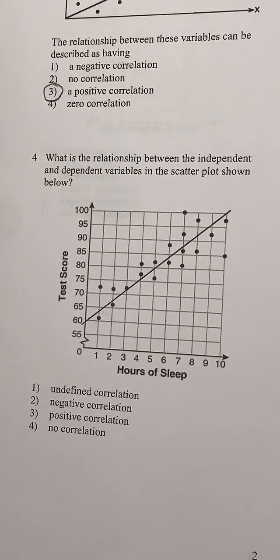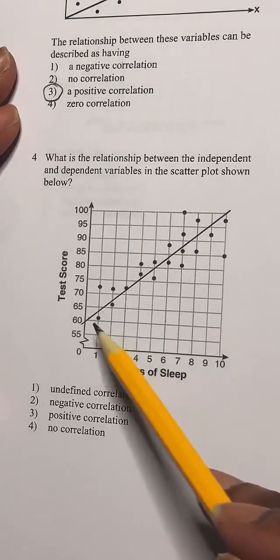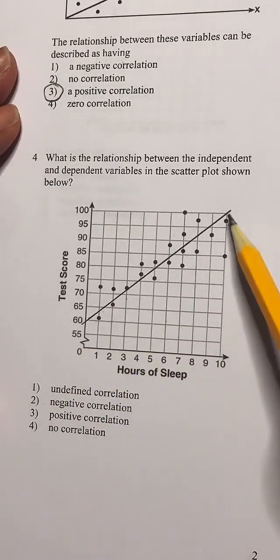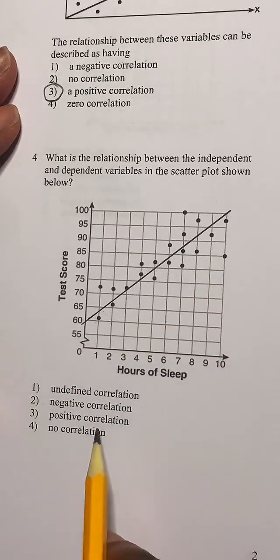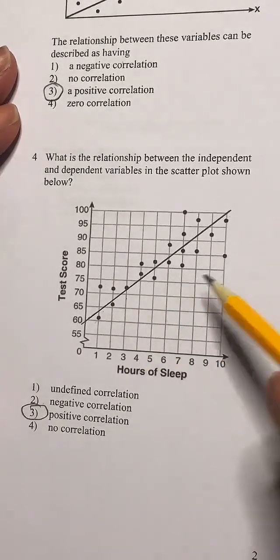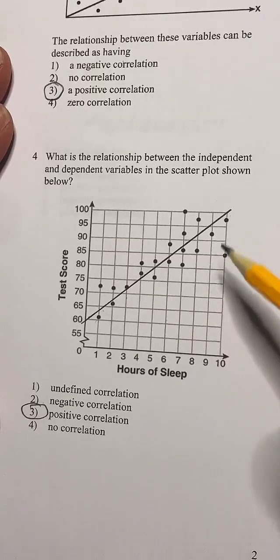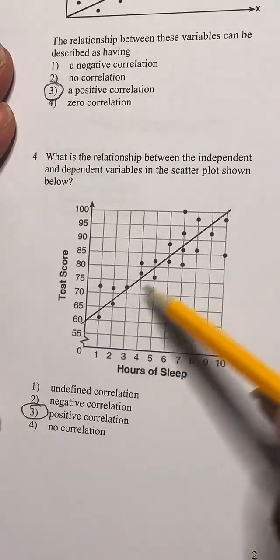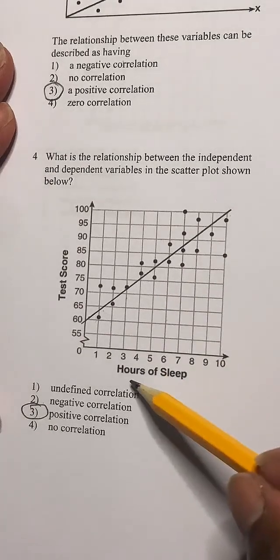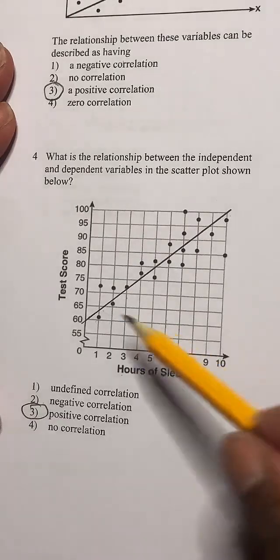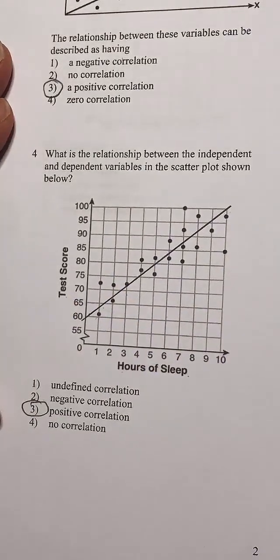Positive, yes, there you go, Antonia. All right, so if I can draw a positive from left to right, it's increasing. So we are going to have a positive correlation. It's not perfect, but it can be. I would say this is a relatively strong correlation. So they're saying the more hours of sleep you get, the higher your test score.